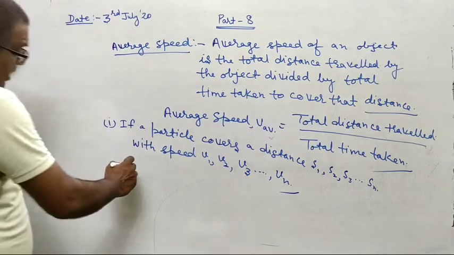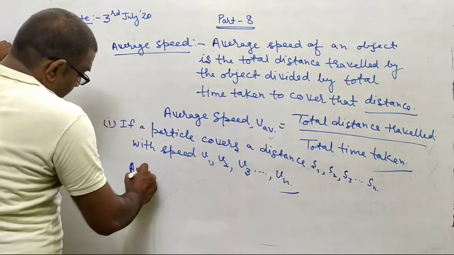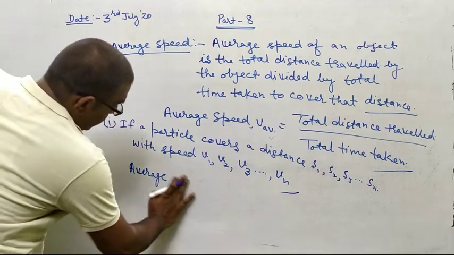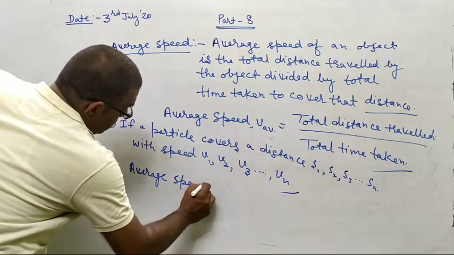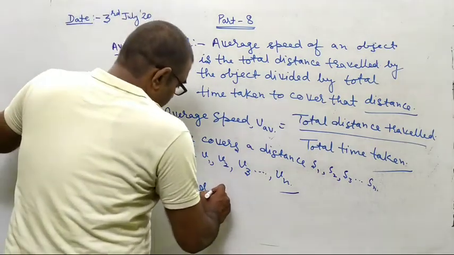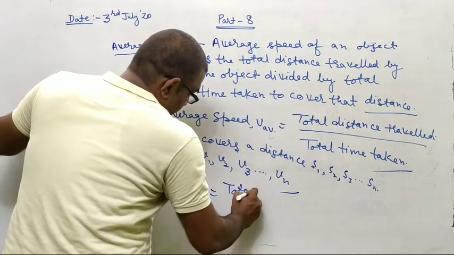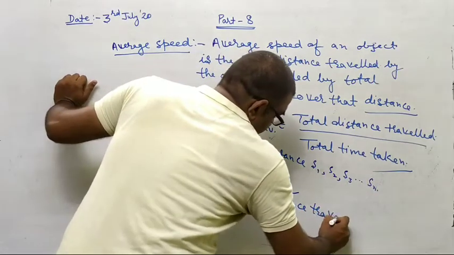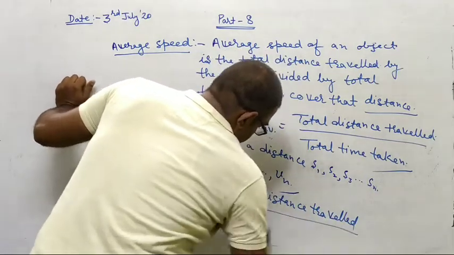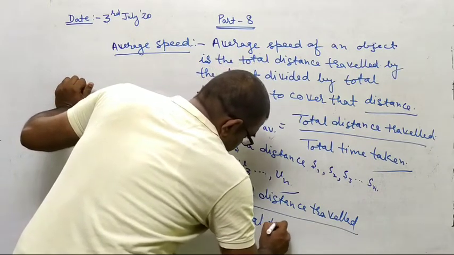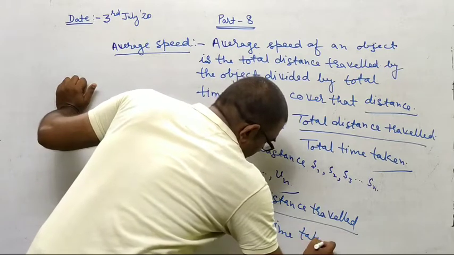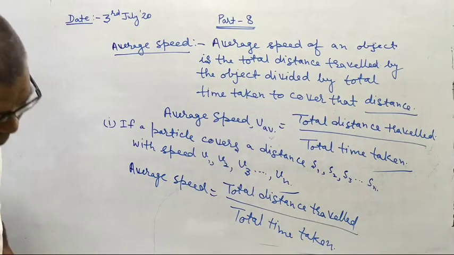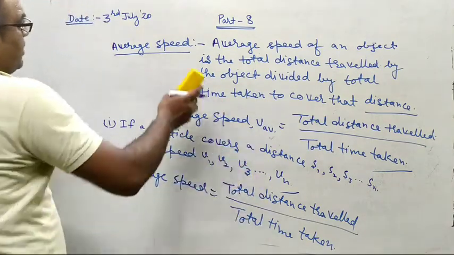In that case, the average velocity, or you can say average speed, can be calculated as total distance traveled upon total time taken. Now, what is the total distance?